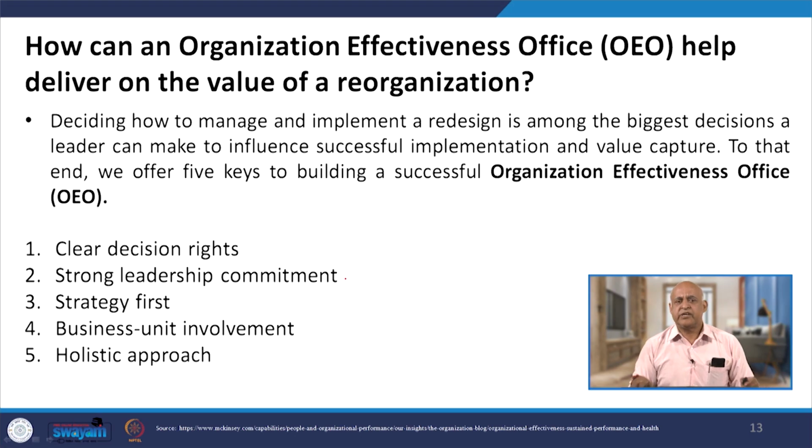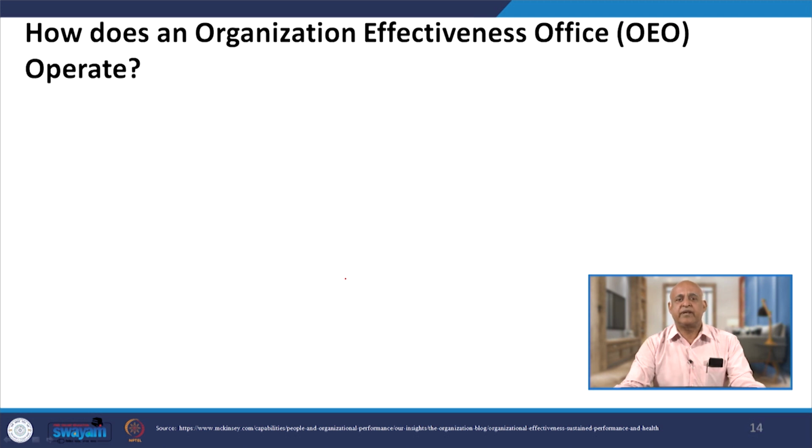Business unit involvement is very necessary whenever you are talking about organizational effectiveness. A holistic approach is also to be there, and whenever we talk about this holistic approach, including all resources, man, machine, material, money, method and minutes, then definitely your organizational effectiveness is going to be very high.